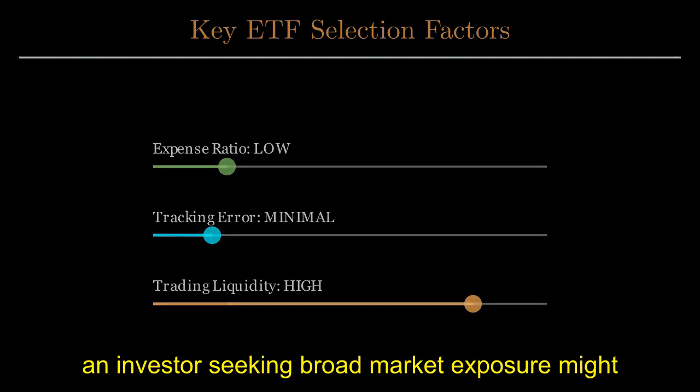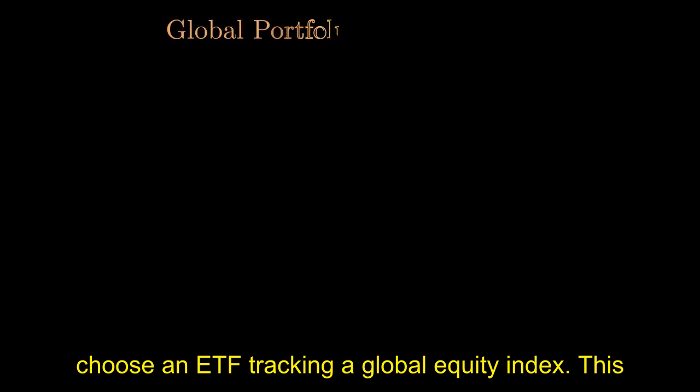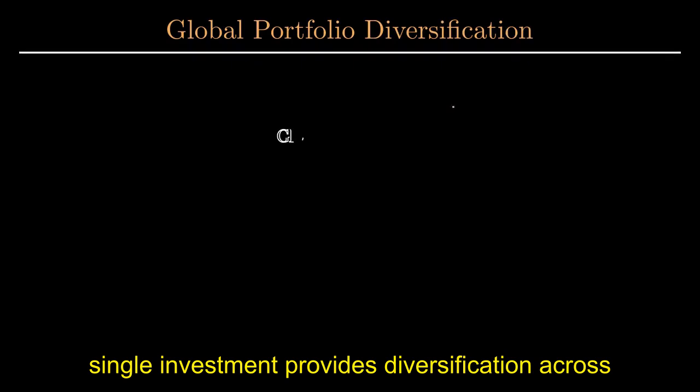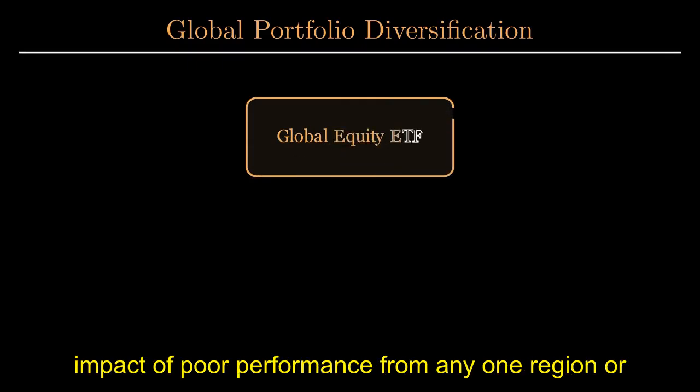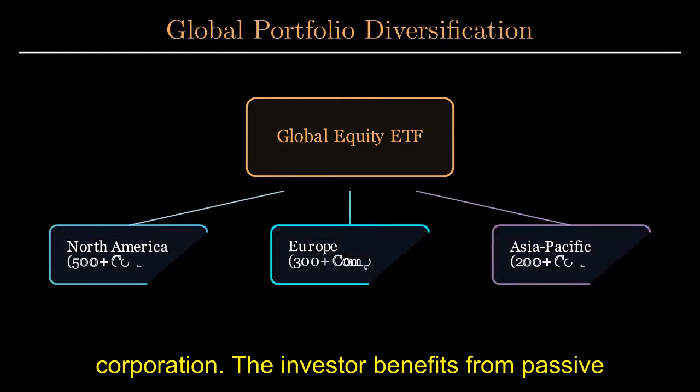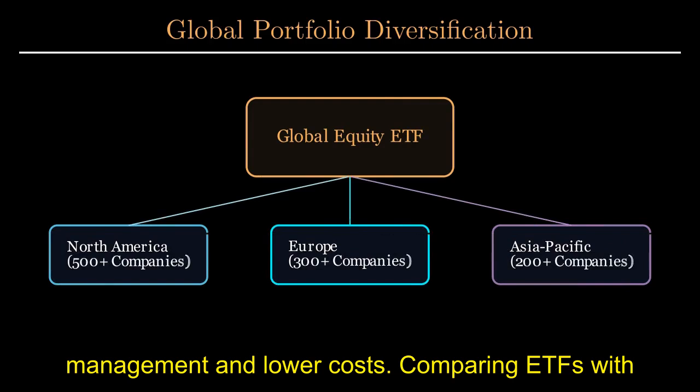Consider an example. An investor seeking broad market exposure might choose an ETF tracking a global equity index. This single investment provides diversification across numerous companies and countries, reducing the impact of poor performance from any one region or corporation. The investor benefits from passive management and lower costs.